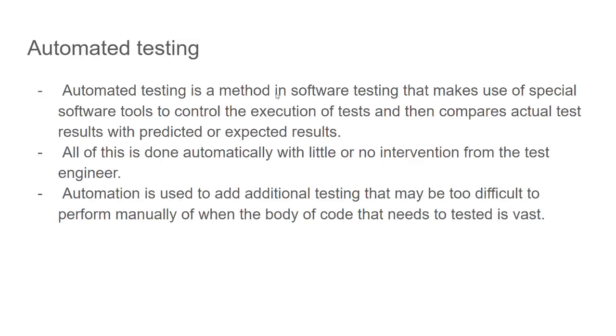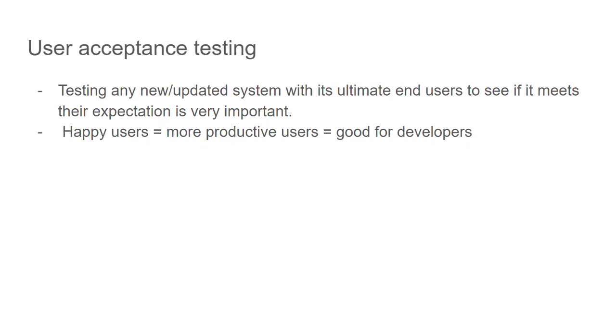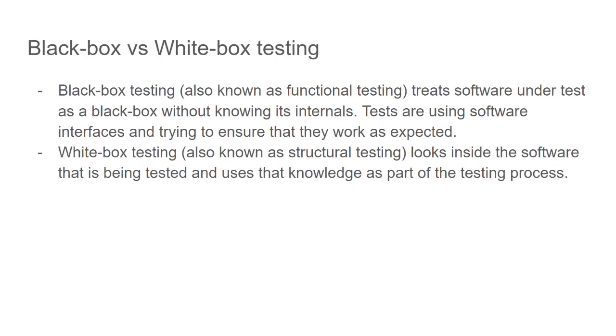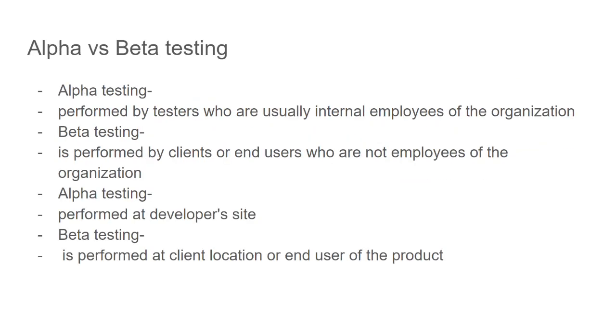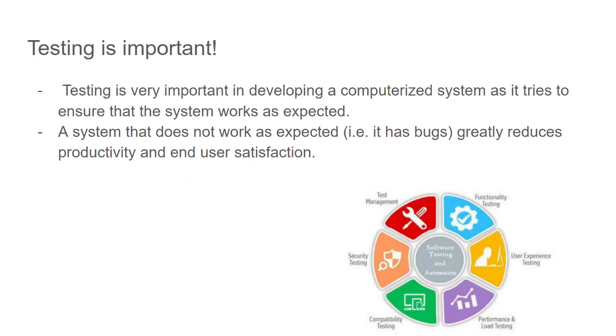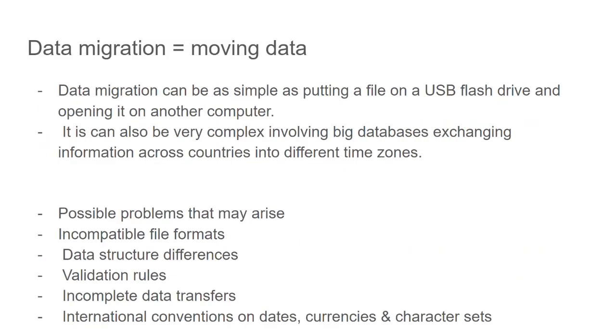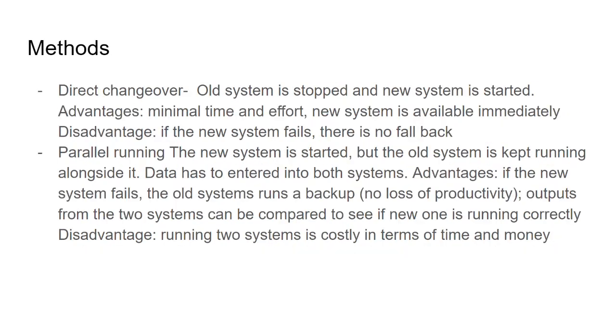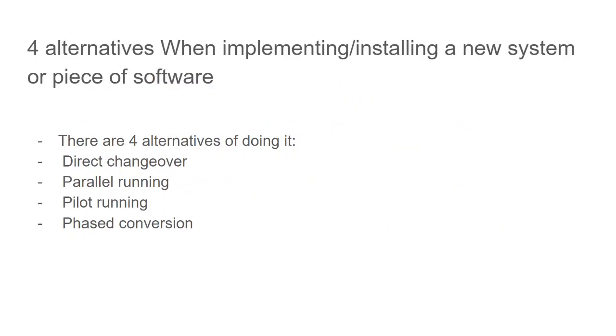Okay, guys, that's all for today. We talked about the various types of testing, like automated testing, user acceptance, black box and white box, alpha and beta, static and dynamic. And we also talked about various problems which can occur from data migration, or moving of the data. And we also talked about the ways to implement a new system.